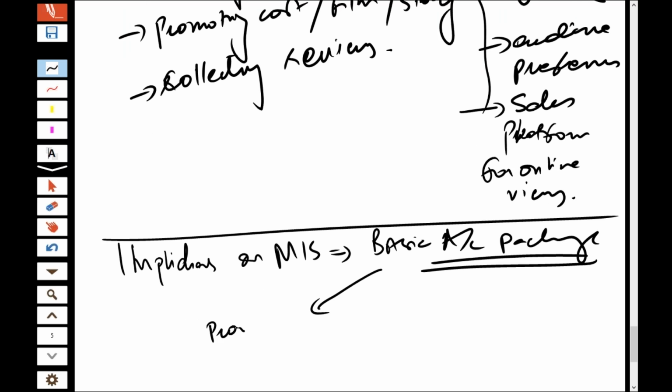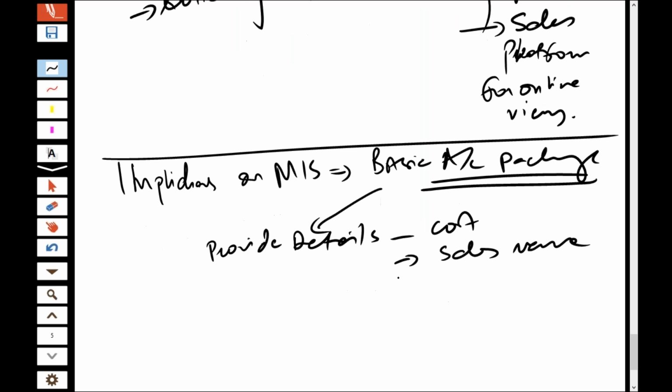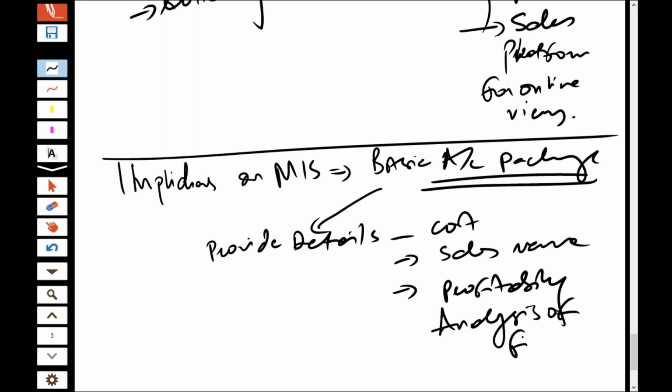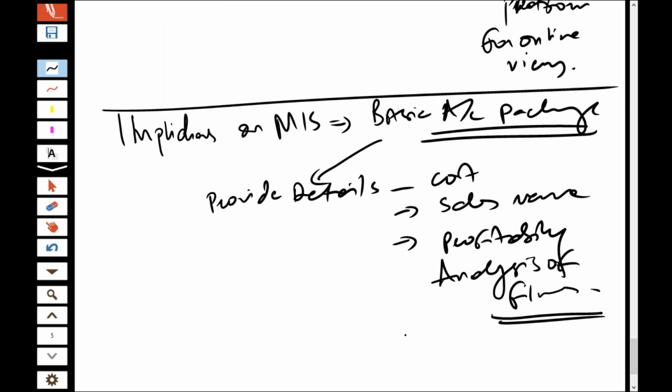it will provide details. It would provide details of what cost incurred. It would provide details of the sales revenue generated. It would help you in the profitability analysis of your films also. So your management information system is going to be helping you out gathering the cost data, the profit data, the sales data, the sources of sales, etc.